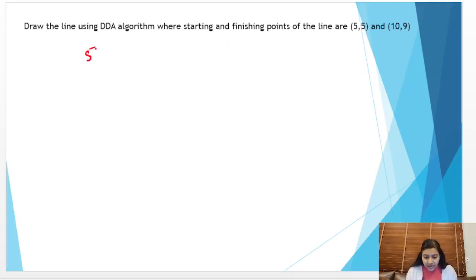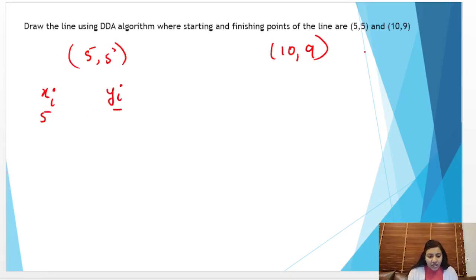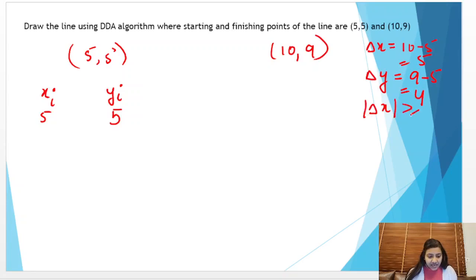The first point that is given to us is 5, 5 and we have to go on till we reach 10, 9. So the starting pixel is given as starting xi and yi, which is 5 and 5. Now we have to calculate the change in x and change in y. Change in x is equal to 5. Change in y comes out to be 4. Now since change in x is greater than change in y, it is case 1.